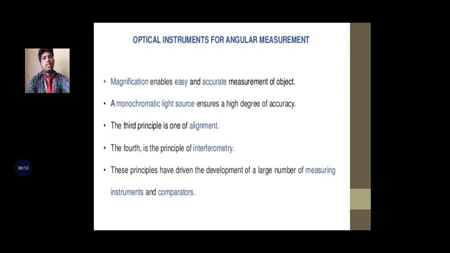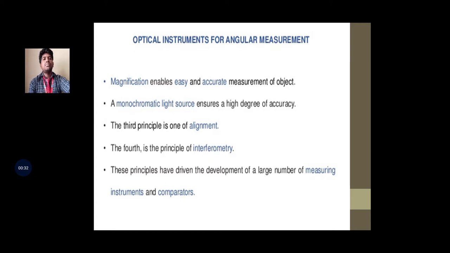Today we are seeing the topic about the optical instruments for angular measurement. First of all, what is meant by optical instrument? Optical instrument is the light ray emission process for making the measurement of the components, known as optical instrument for angular measurement.